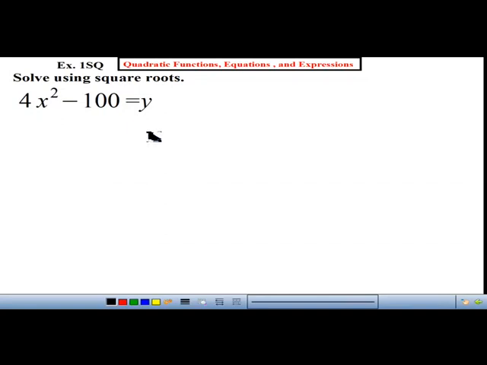You put y is 0. So the y becomes 0. Make sure you make a note of that, guys. 4x squared minus 100. All right, now that we have that at 0, next step, Julian.